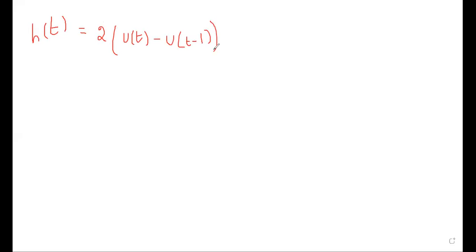Can anybody reply the question? Suhas, can you repeat the question? h of t equals u of t minus u of t minus 1. Find the overall impulse response of a cascade of two systems having identical impulse response. h of t equals u of t minus u of t minus 1.